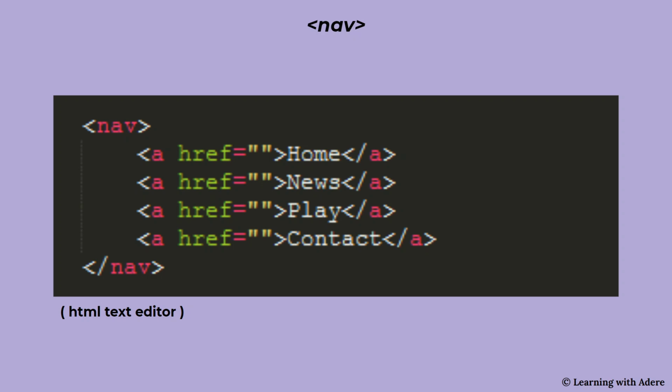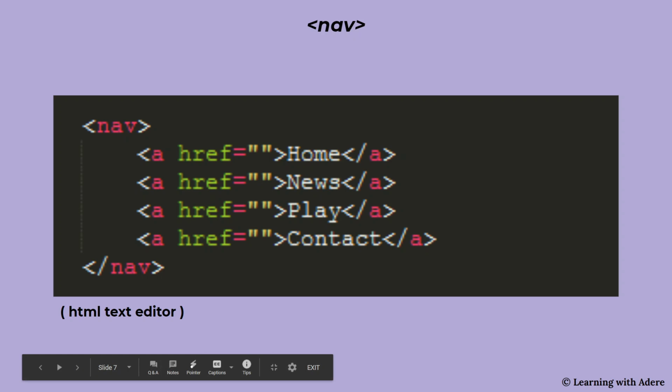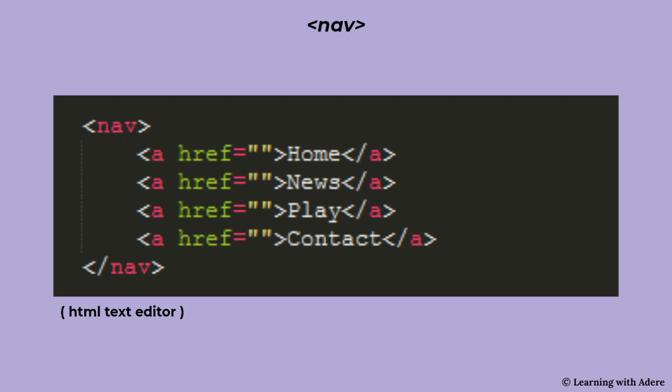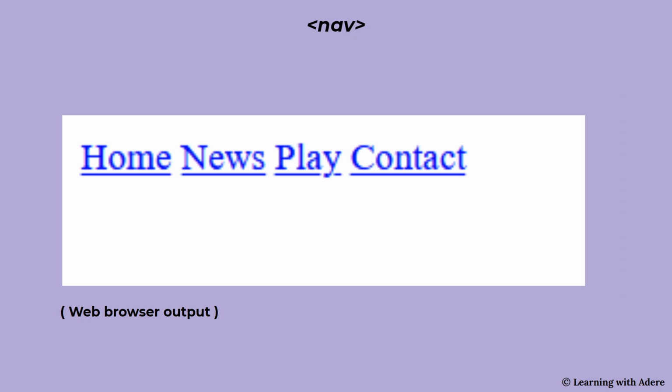Okay, so here's pretty much what it looks like in the HTML text editor. I don't have too much to explain because we've already discussed the A tag. It's pretty much just a bunch of A tags formed as a list, and then we have the nav tag surrounding it. In this case, the titles for my links are home, news, play, and contact. And this is what the web browser outputs. It just outputs it all on the same line, as we would expect.